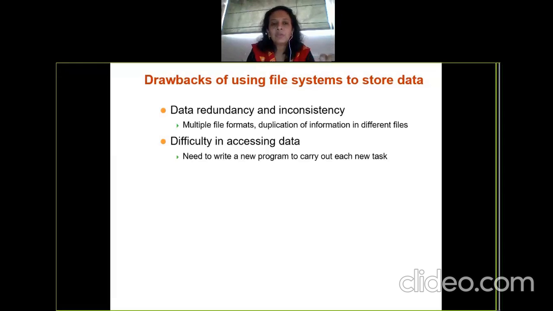So suppose a university clerk wants to retrieve the names of the students who live in some postal code. For example, 416001, what are the names of the students with this postal code? Suppose the clerk wants this information. The clerk has 2 options. Either take the name list of the students and manually find out the students whose postal code is 416001.